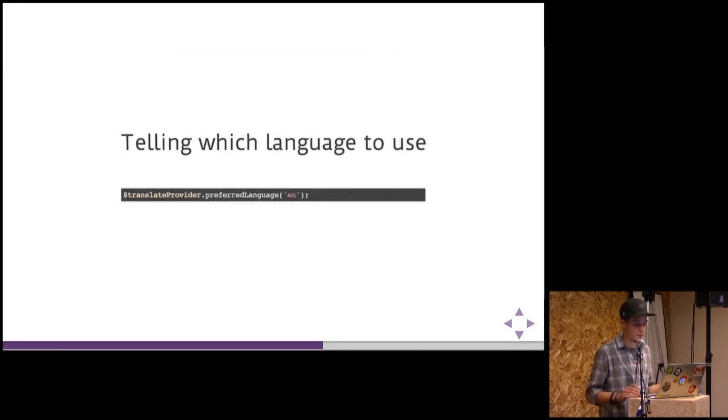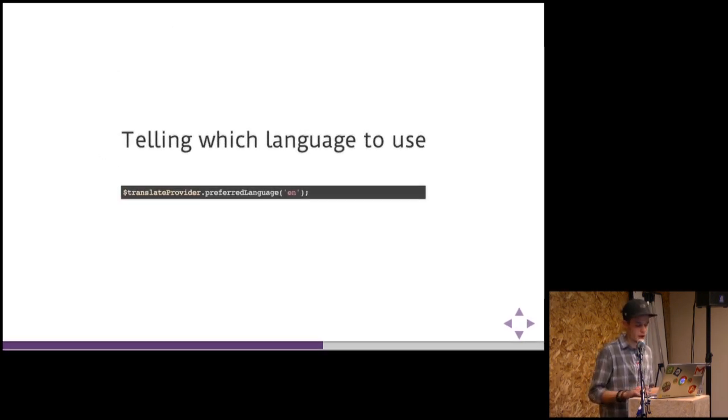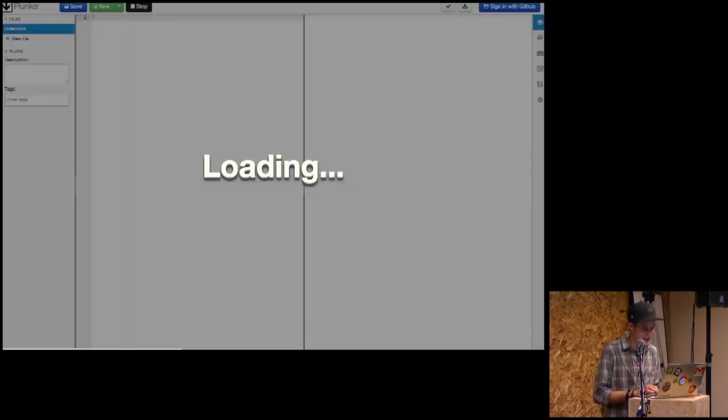How to tell the app which language to use? There's this fancy method called preferred language. Is that easy? You just tell the provider to prefer this language, and you pass in the language key of the language you want to prefer. Right? Okay, so there's also a demo for that.